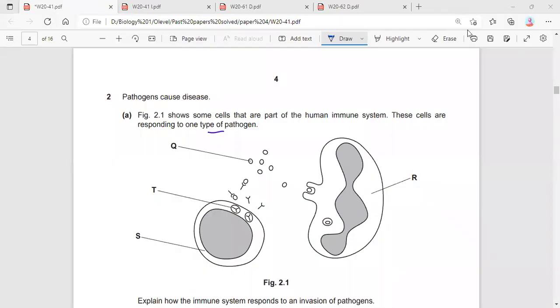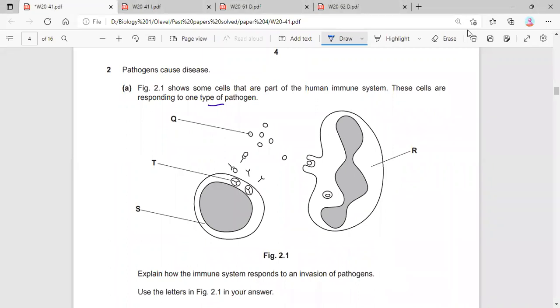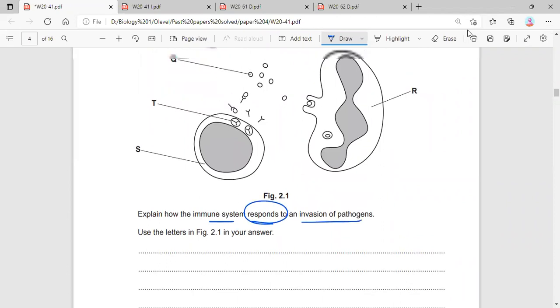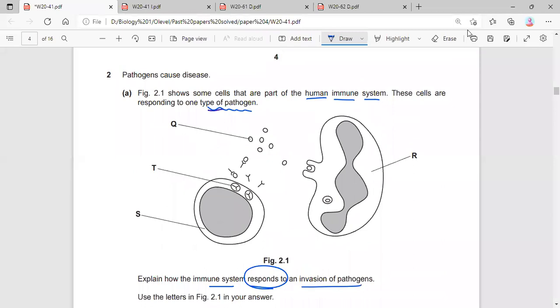Pathogens cause disease. Figure 2.1 shows some cells that are parts of the human immune system. These cells are responding to one type of pathogen. Okay, so I have the pathogen, and I have some cells responding to the pathogen. Explain how the immune system responds to the invasion of pathogens and use the letters. He gave you the pictures, so you can use the pictures to tell him how the immune system fights pathogens, okay? Use the letters and tell me the answer.